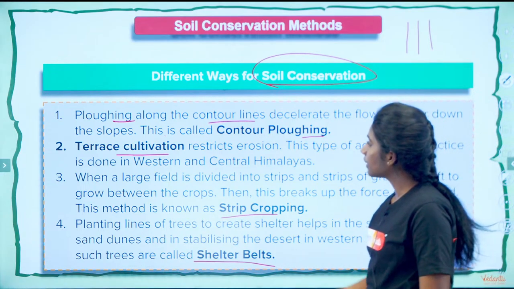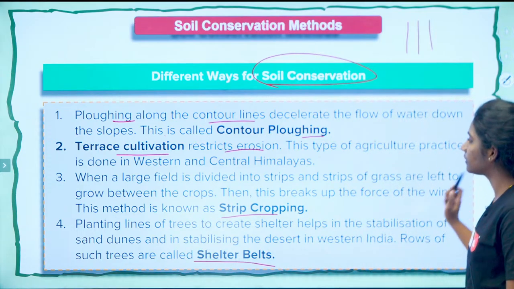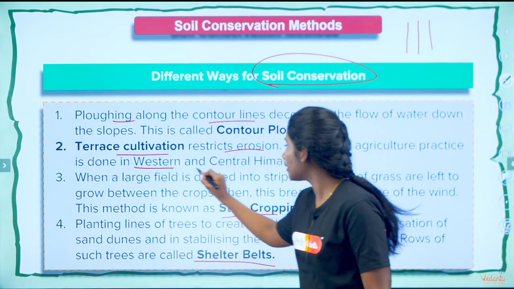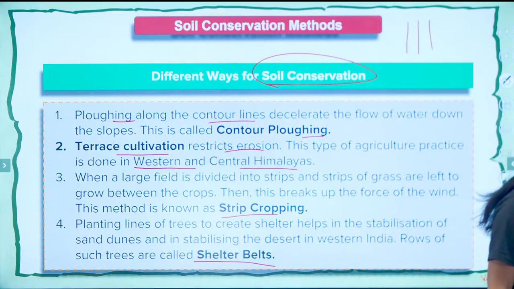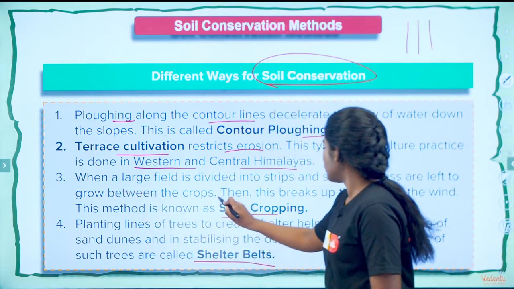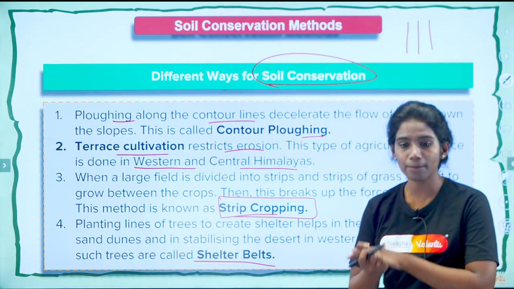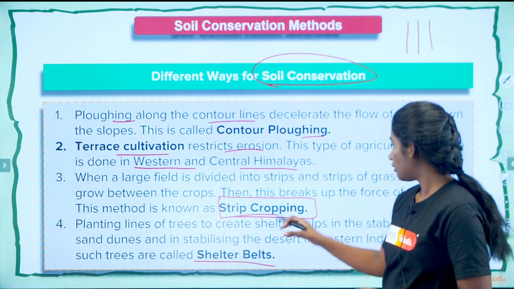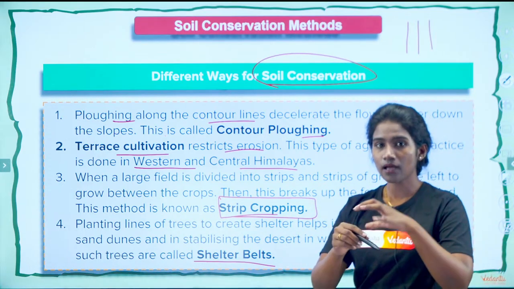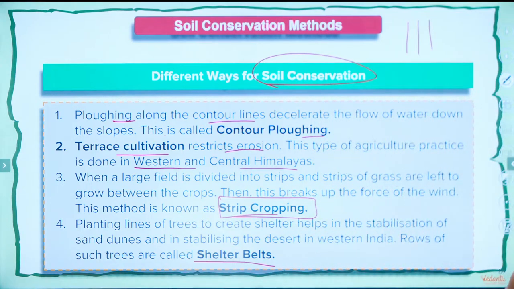Okay. And then comes terrace cultivation, which restricts soil erosion. This practice is done mostly in the western and central Himalaya. And then also strip cropping. Strip cropping is nothing but a particular pattern being followed. During cultivation, the crop is sown in a particular fashion. Okay.